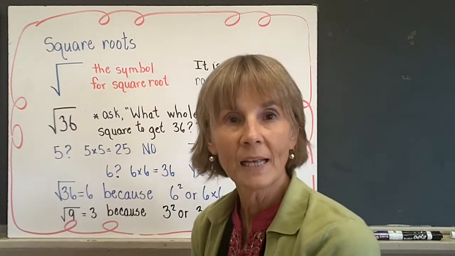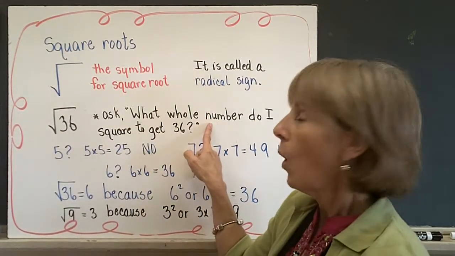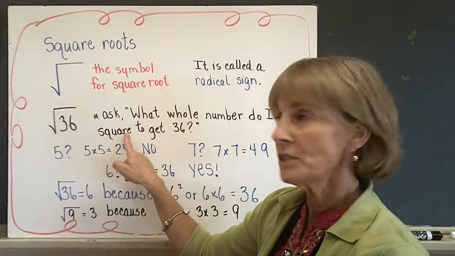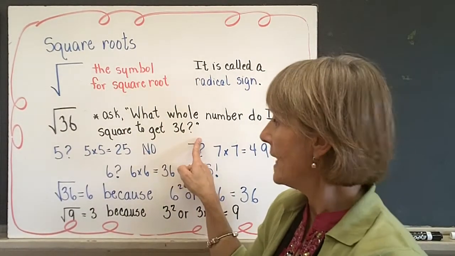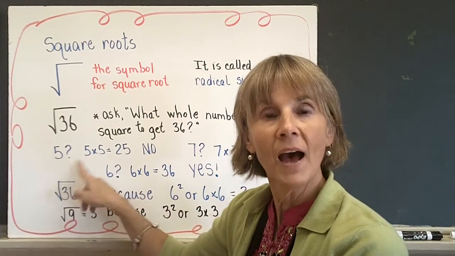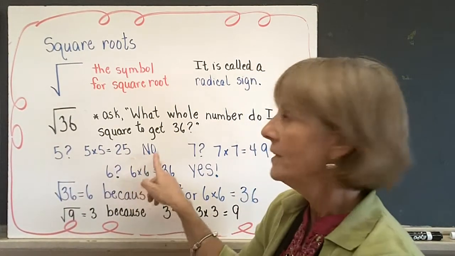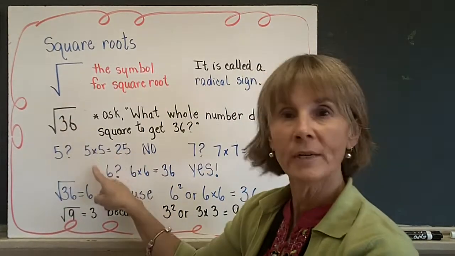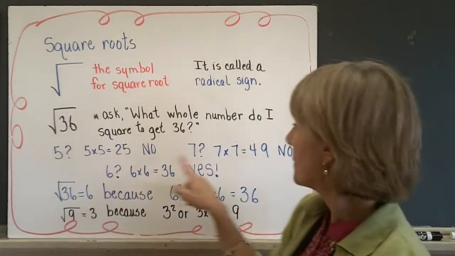So the question we ask ourselves is, what whole number do I square to get 36? So I could say 5. Do I square 5? 5 times 5 is 25. No. So the square root of 36 is not 5.